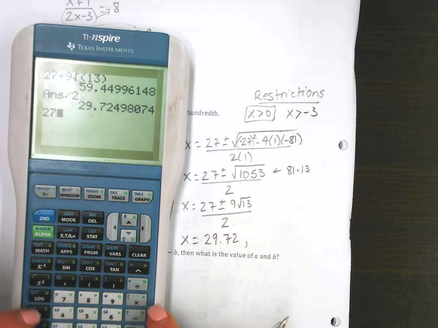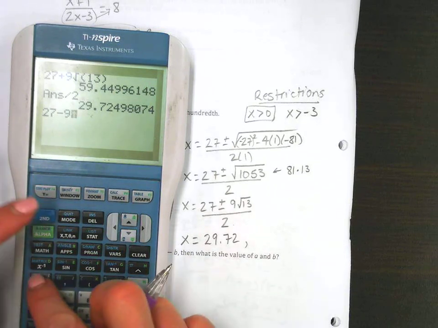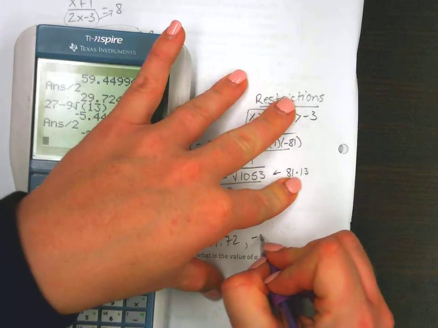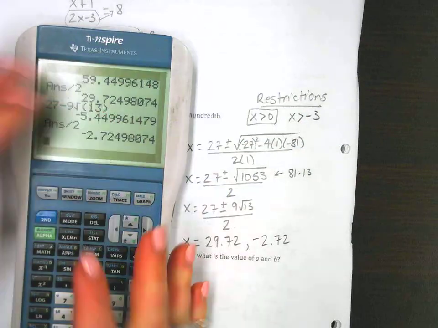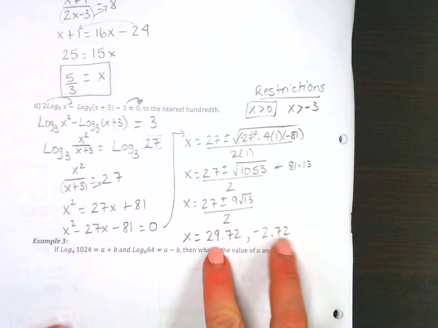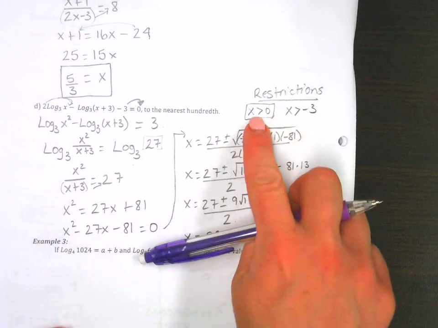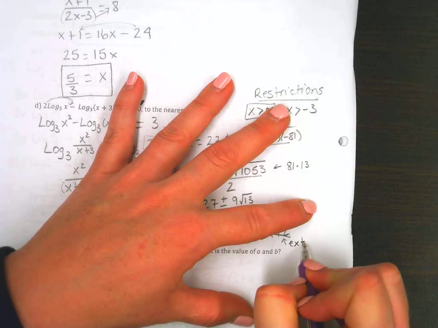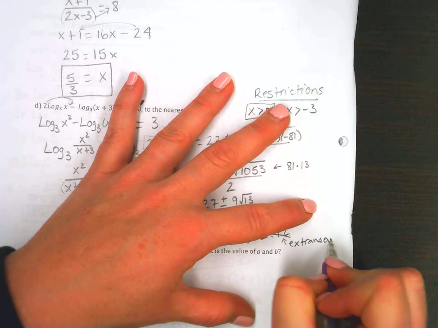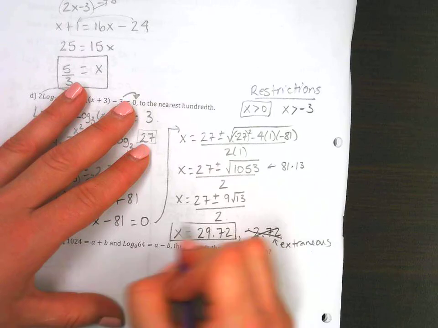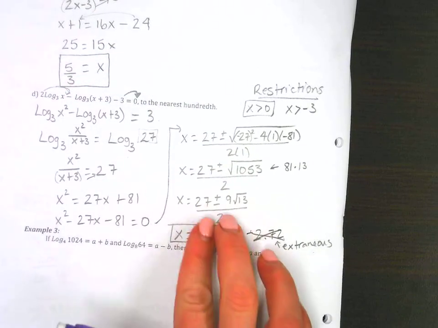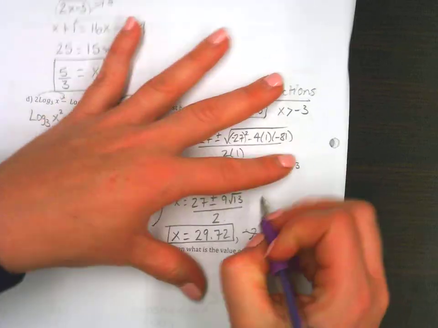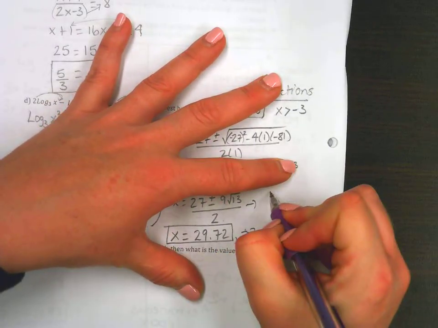So once again, I'm going to compare both my answers with my restrictions. x has to be greater than 0, so this ends up being extraneous. And my solution would be this. Just recognize if you were asked to leave this in exact values, then my only solution as an exact value would be 27 plus 9 root 13 over 2. So this would be my exact answer. This is my answer rounded to the nearest hundredth.